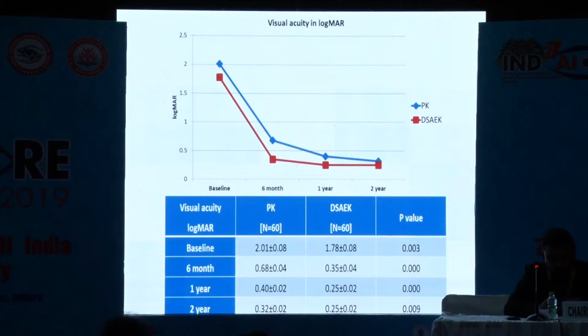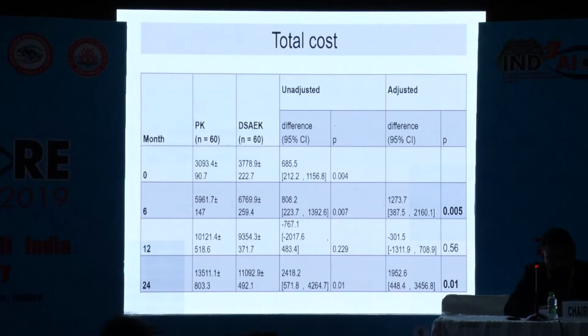So the gain in visual acuity is as follows at 6 months, 1 year, and 2 years. It is seen that the gain in visual acuity is more in patients with DSAEK, which is statistically significant at all 3 time points. But once we adjust the preoperative baseline visual acuity in the two groups, the difference at 2 years was not statistically significant. The total costs captured were in the following range at the baseline, at 6 months, at 12 months, and at 2 years.